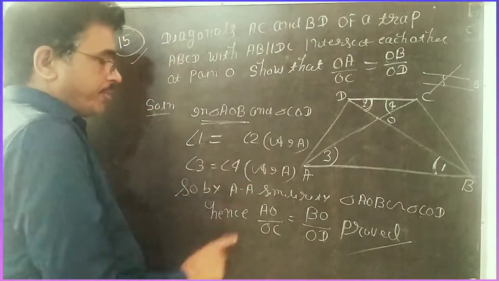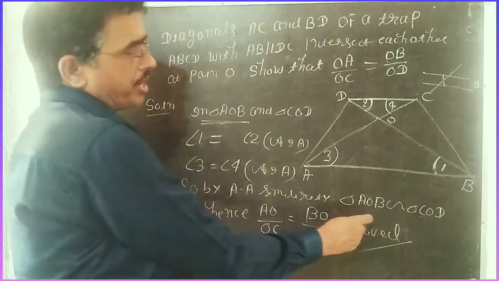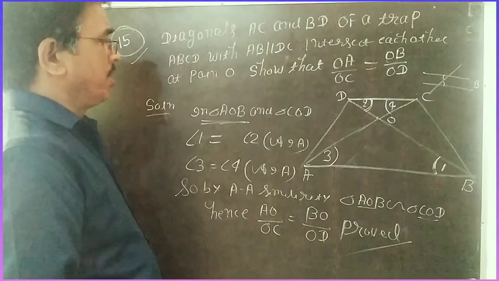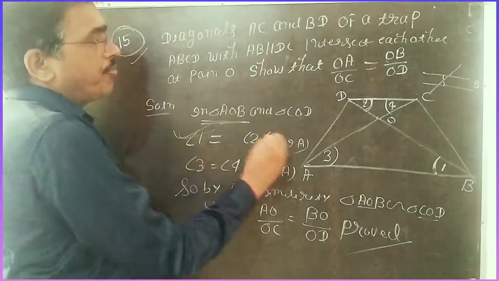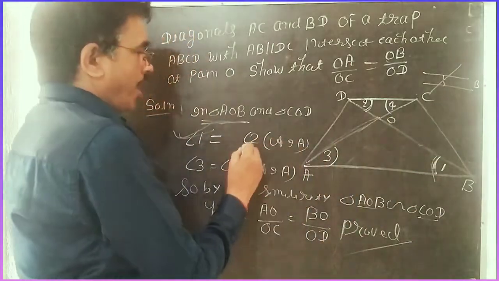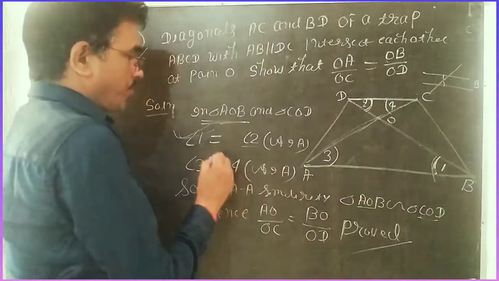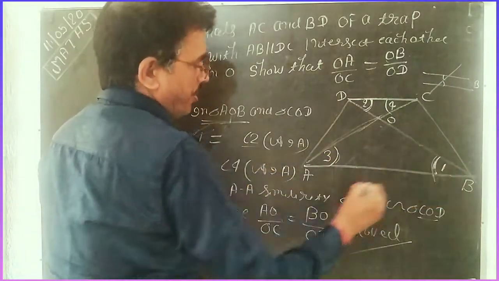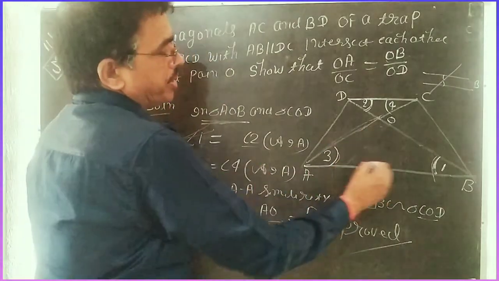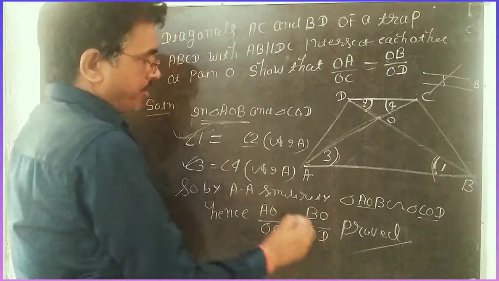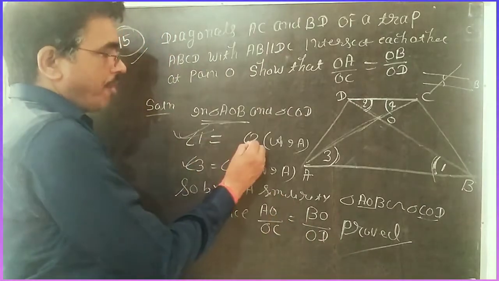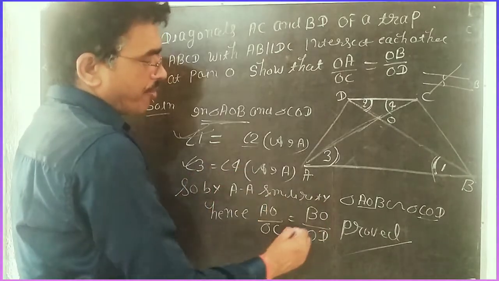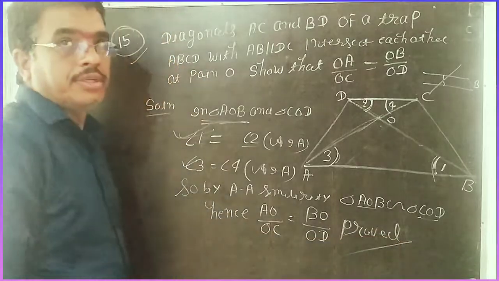If these two angles are equal, then by AA similarity, triangle AOB is similar to triangle COD. How can you take the corresponding sides in proportion? Opposite of angle 1 is AO. Opposite of angle 2 is OC. So OA by OC is equal to the opposite of angle 3, BO, by the opposite of angle 4, that is DO. That means AO by OC is equal to BO by OD. Proved. That's it.